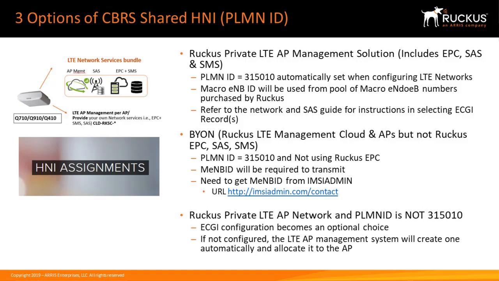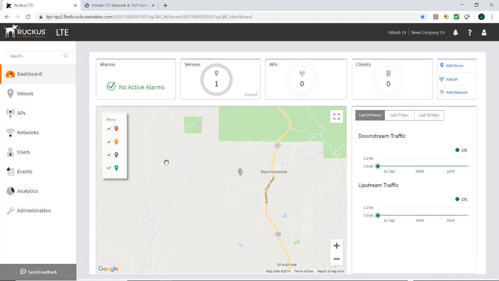If you're using the Ruckus Private LTE AP network and the PLMN ID is not 315010, the ECGI configuration becomes an optional choice. If not configured, the LTE AP management system will create one automatically and allocate it to the AP. So let's look at how we add an ECGI record before configuring an LTE network.